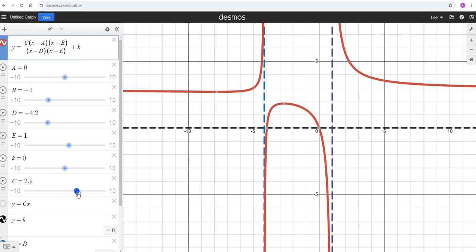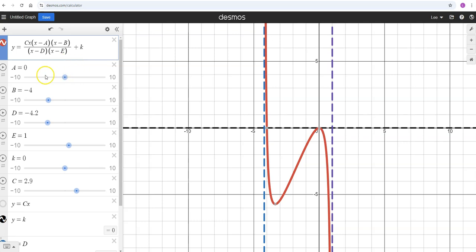Another thing you could try is I'm going to put in a c times x in front. And what this does is it gives you sort of these asymptotes.